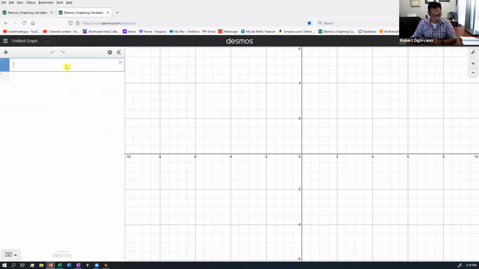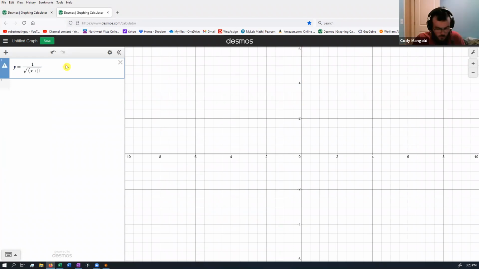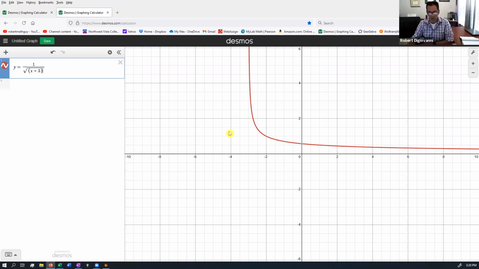So I'll graph it. Y equals 1 over the square root of, what was it, x plus 4? Was it x plus 3? Oh, no, the derivative we had was -1 over. The original function. Oh, the original. Yeah, it was 1 over the square root of x plus 3. Yeah, there it is. So there's the graph.